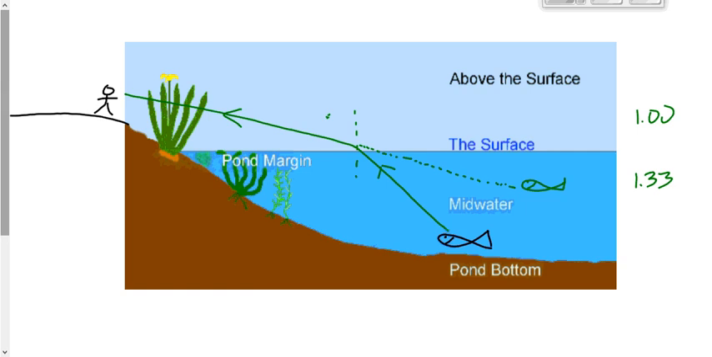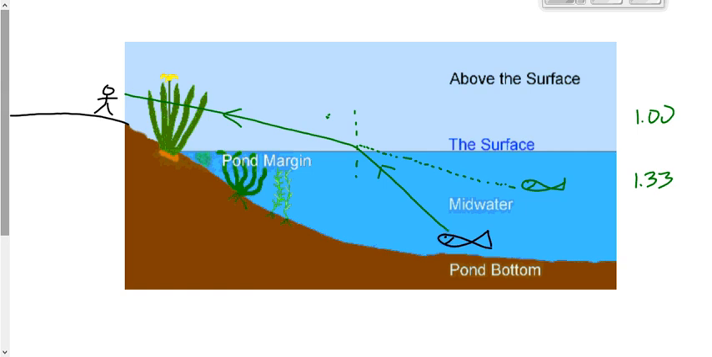So the person perceives the fish to be shallower than the fish really is, and further back, further away than the fish really is, because we perceive that ray of light as if it always traveled in a straight line. This is still not reflection. Okay, this is still refraction in the image that we see as a result of this.